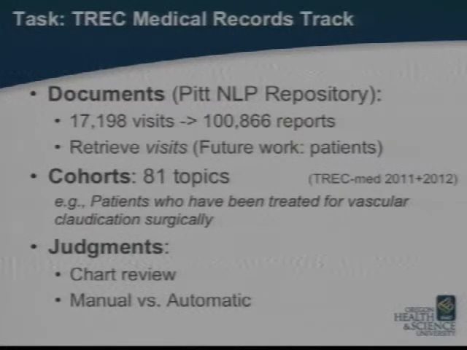In the TREC medical records track data, we have 81 topics, and they're fairly simple text queries like patients who have been treated for vascular claudication surgically. And there were judgments that were done by Bill and Steve or the teams that they put together. Manual chart reviews to figure out whether documents and visits were relevant to cohorts. And we're going to compare our search techniques against that. Okay, so that's the problem set up.